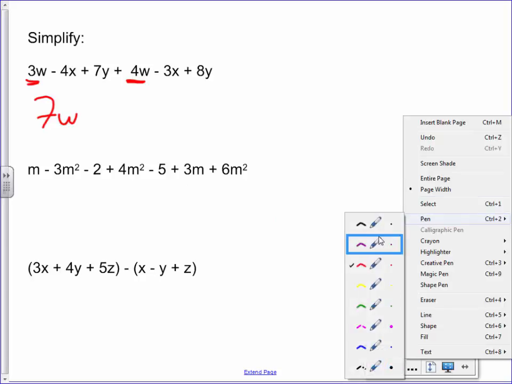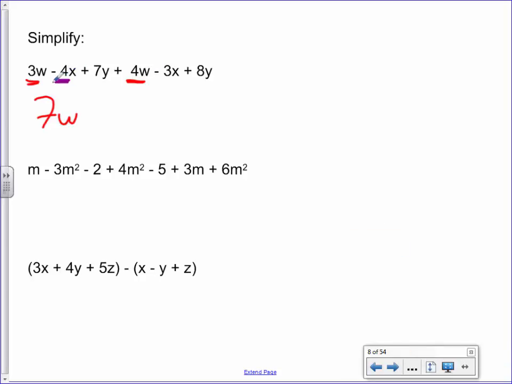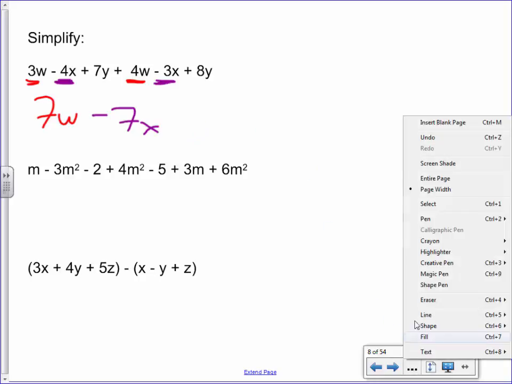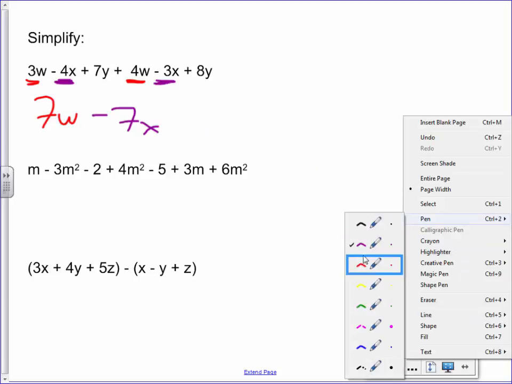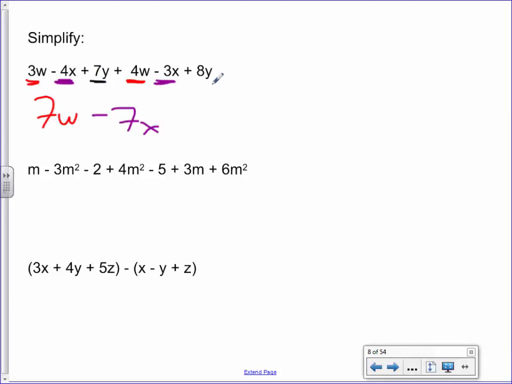Let me pick another color. Here I have minus 4x, and then I have minus 3x. So again, you got to be good at your integers. You're minus 4 in the hole, and then you minus 3 more. You're at minus 7x. Okay. You're at minus 3, minus 4 more. You're going further in debt, right? And then for the y's, you have 7 of them. You need to add 8 more.